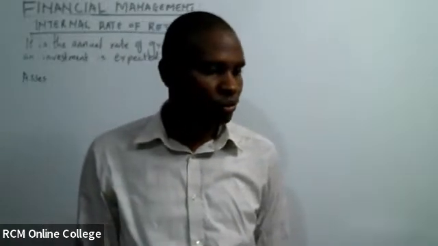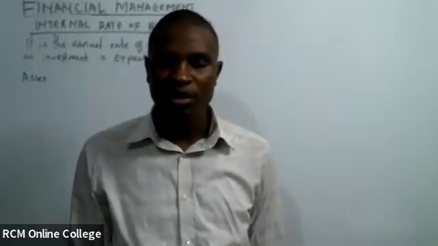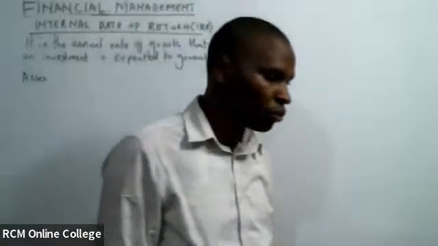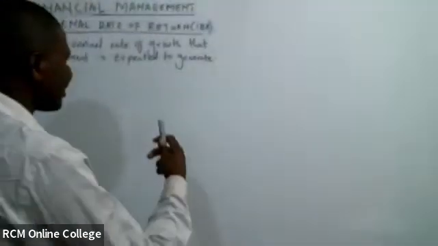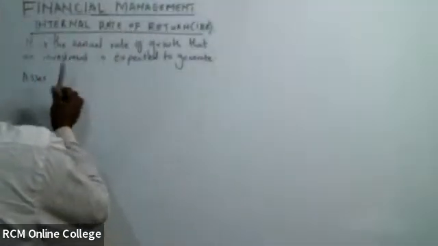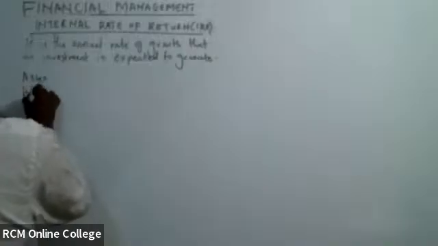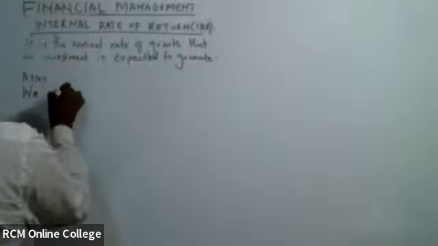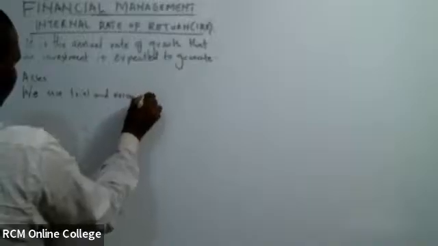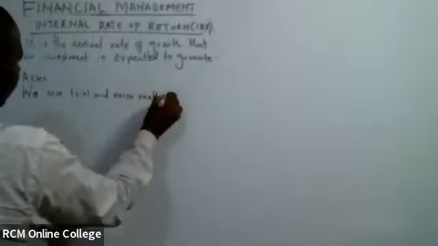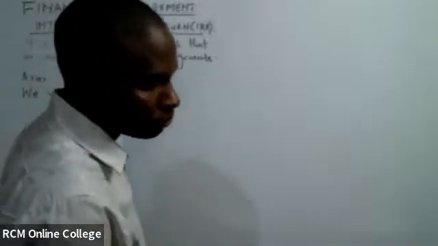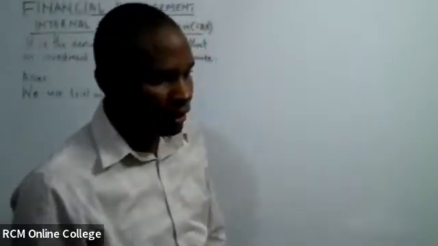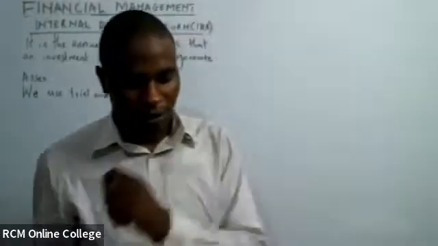Okay, maybe before you go to the next, you can say that we use the trial and error method. So when we are increasing the cost of capital, we use the trial and error method. Next statement, still under that.